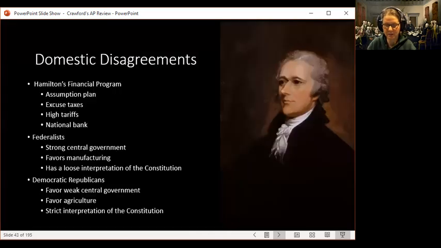Now, we do have some domestic disagreements at this time. People do not agree on what this new nation should look like. This revolves very much around the Secretary of the Treasury, Alexander Hamilton.